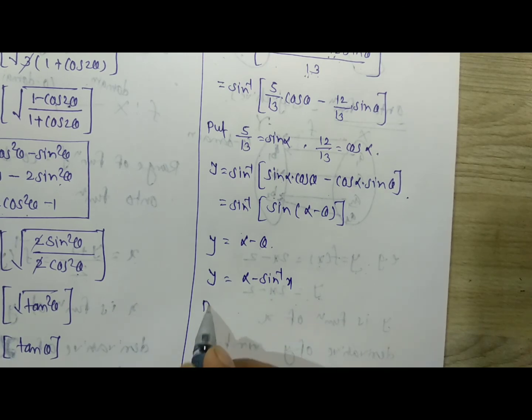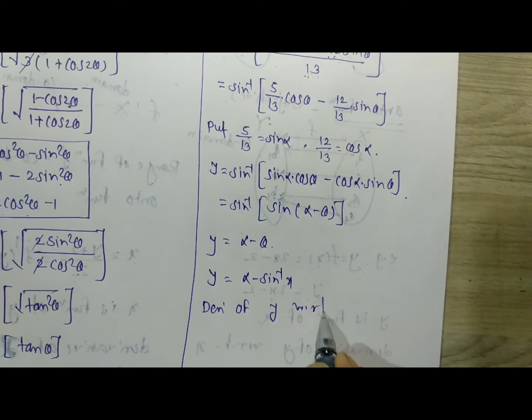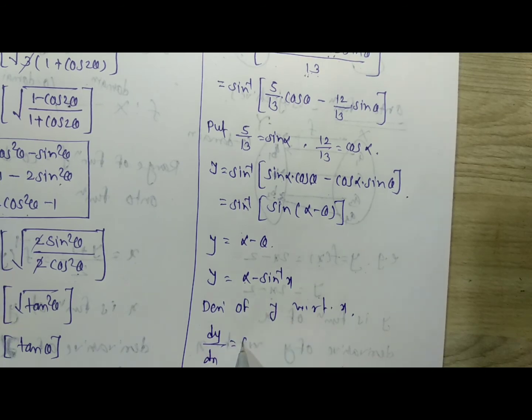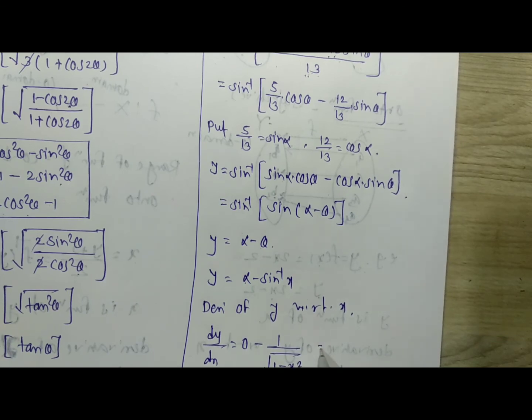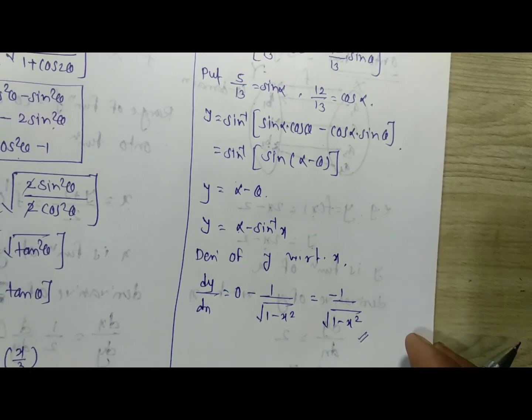We take the derivative of y with respect to x. With respect to x, dy by dx is equal to alpha having derivative 0, minus sine inverse x having derivative 1 divided by square root of 1 minus x square, and therefore the derivative of this is minus 1 divided by square root of 1 minus x square. This is the derivative of this one.